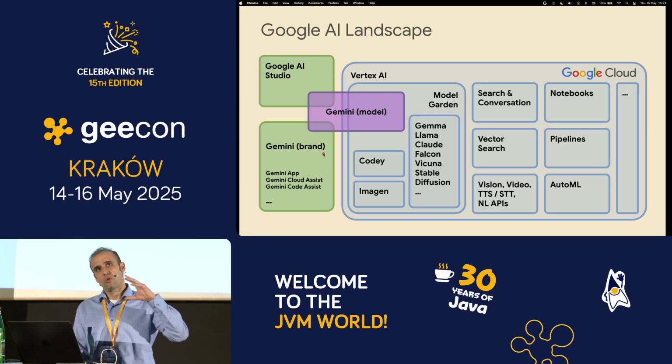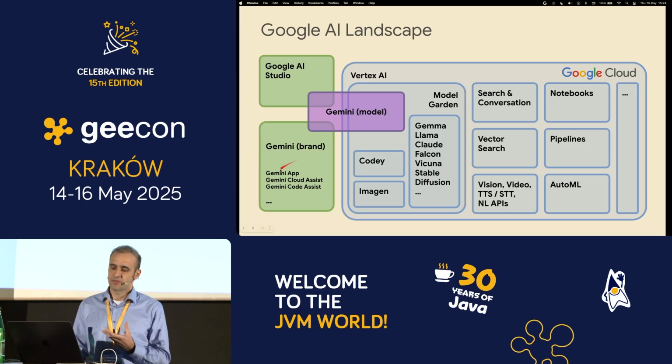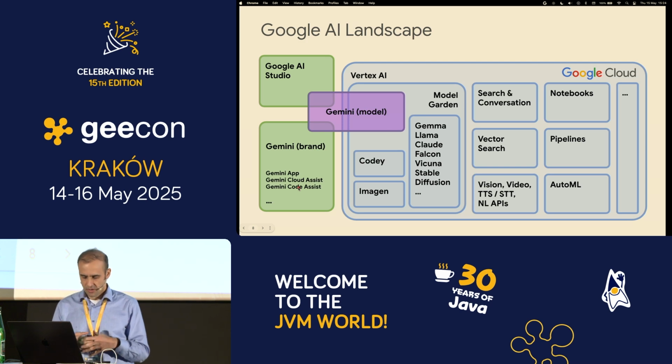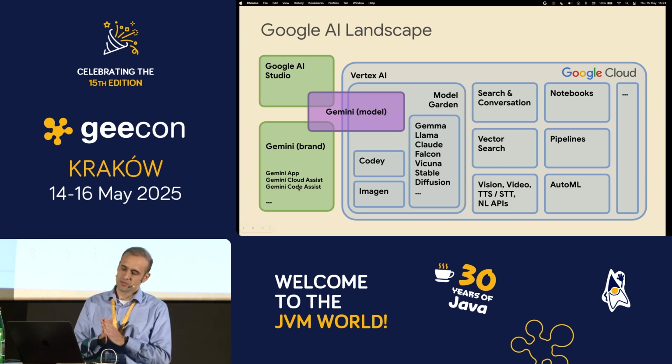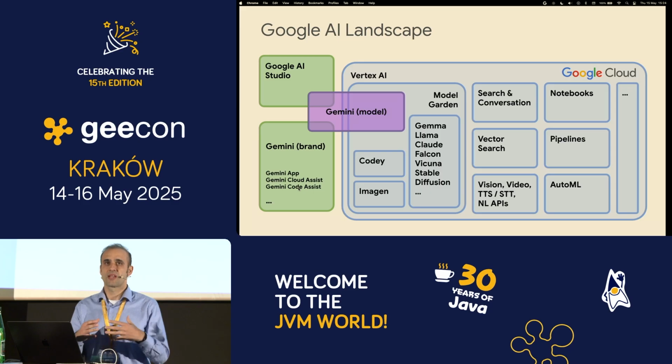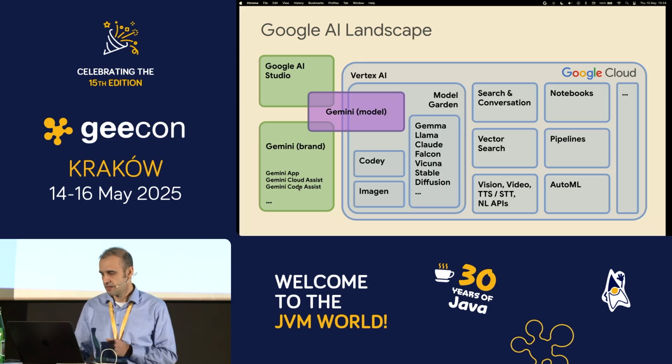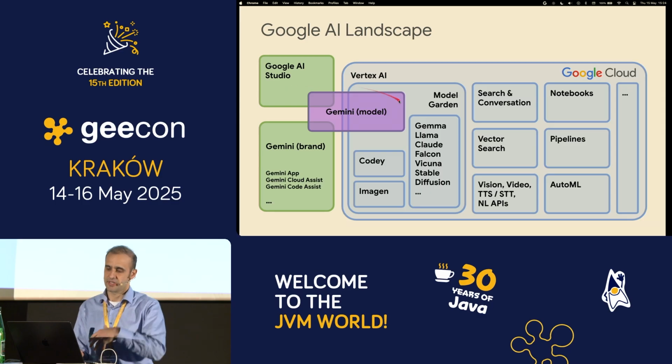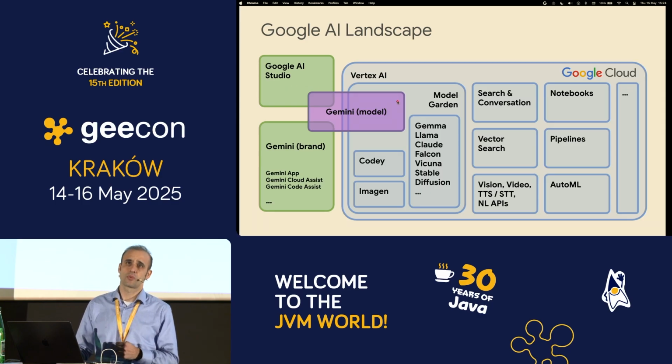But then you also have the Gemini apps. So you have the Gemini app, the chat application. You have Gemini Cloud Assist and Code Assist for code generation or helping you with the cloud. So when you hear Gemini, it's actually more than just a model, but all the things that are powered by the model as well. I just want to point that out. And then there are different ways of using it from Google AI Studio or Vertex AI Studio. I'm going to show you both as we go along today.